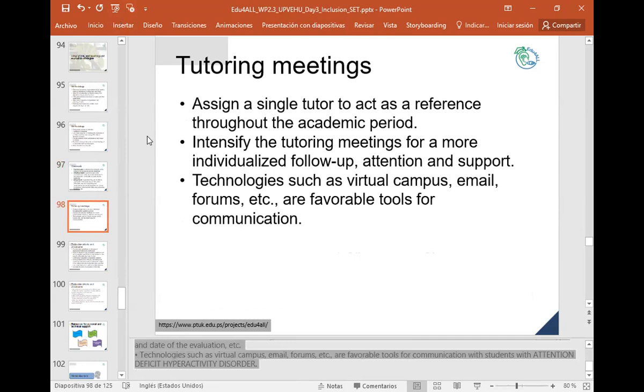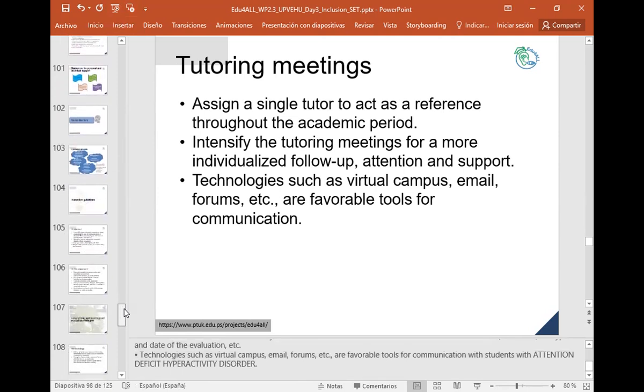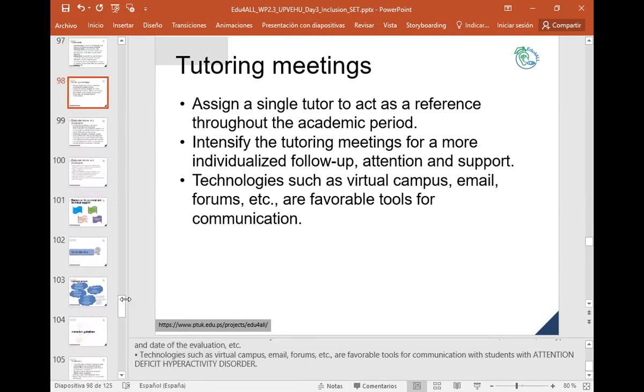With students with attention deficit hyperactivity disorder, it may be advisable to assign a single tutor to act as a reference throughout the academic period. Intensify the tutoring meetings for a more individualized follow-up, attention and support, clarify their doubts, organize and plan in detail the tasks and activities, review the general organization of the subject, etc.